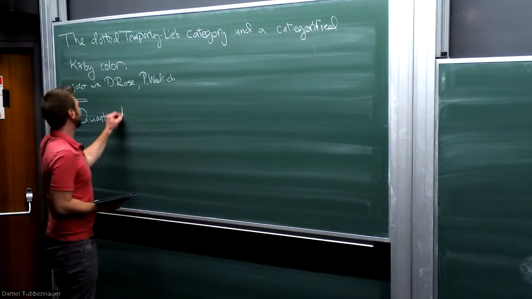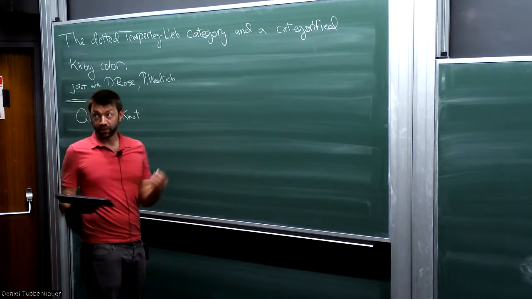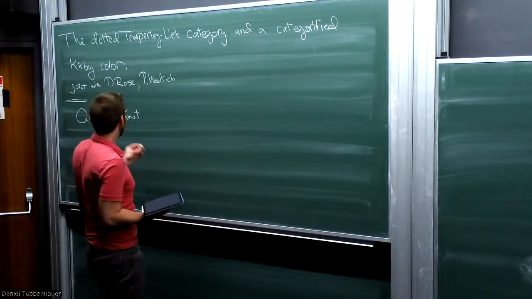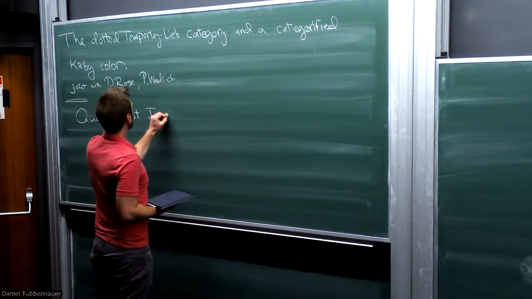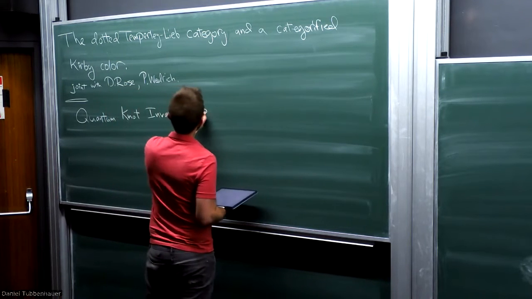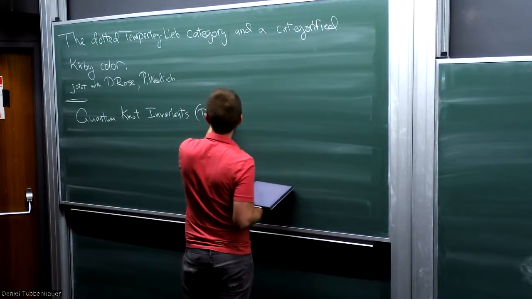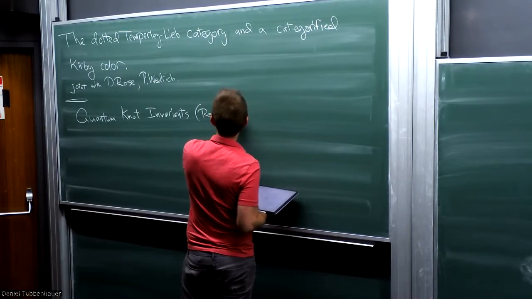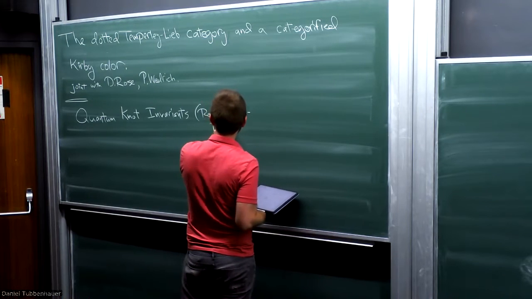So quantum knot invariants, which I think are a really beautiful interaction between low-dimensional topology and representation theory. Specifically, there's a whole bunch of families of quantum knot invariants, and the ones I'll be talking about are called colored invariants.